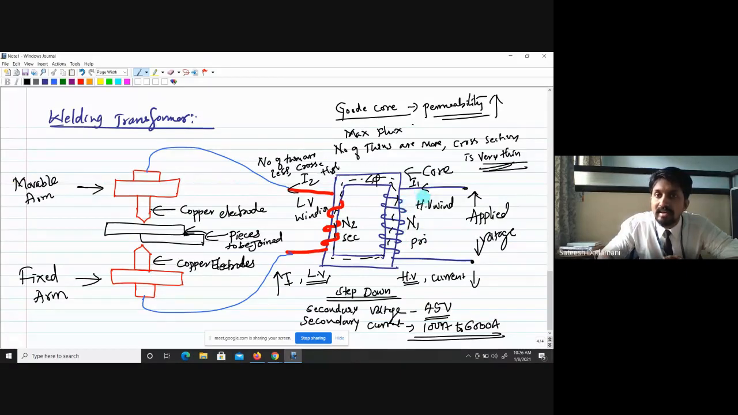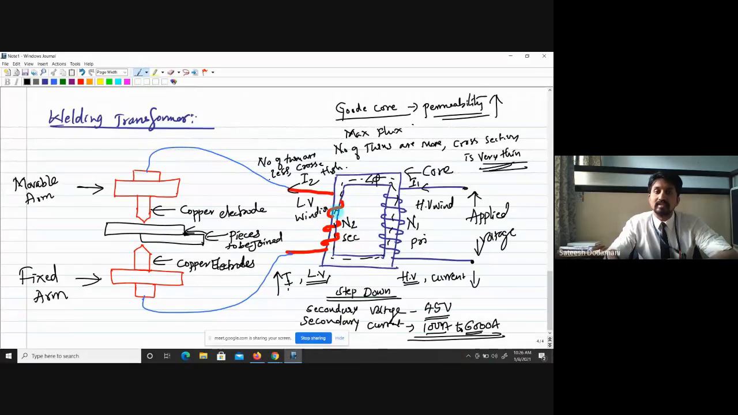It is very high, which means a very thick wire will be used in the winding, so that a current in the range of 100, or even in the range of kilo amperes, can circulate. Hence a very thick conductor will be used in the secondary of the winding. This is the constructional feature of the welding transformer.